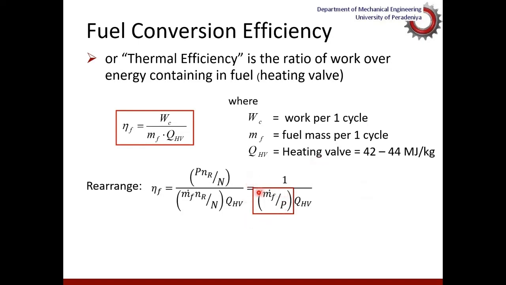Now, this quantity that we looked at earlier, MF dot divided by P, is the specific fuel consumption. So thermal efficiency could be represented as 1 over specific fuel consumption into the calorific value of the fuel.